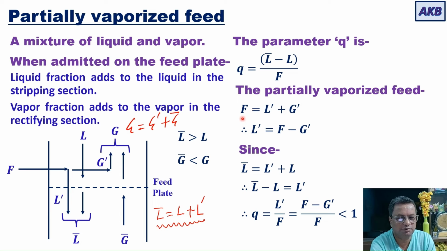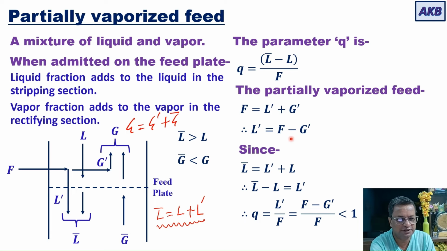For partially vaporized feed, you have a mixture of liquid and vapor. So rearranging this gives us L dash as F minus G dash. Whereas in the stripping section, L bar is L dash plus L. That is, L bar minus L is L dash. That is why Q is equal to L dash upon F.